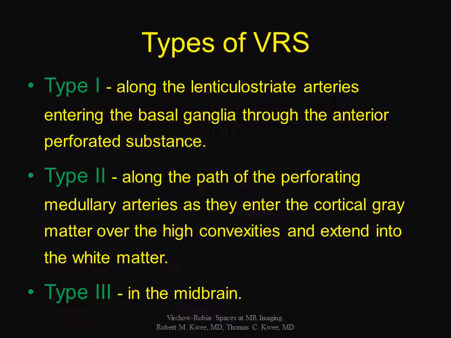There are 3 types of Virchow Robin spaces. Type 1 can be found along the lenticulostriate arteries entering the basal ganglia through the anterior perforated substance. Type 2 can be found along the path of the perforating medullary arteries as they enter the cortical gray matter of the high convexities and extend into the white matter. Type 3 can be found in the midbrain.